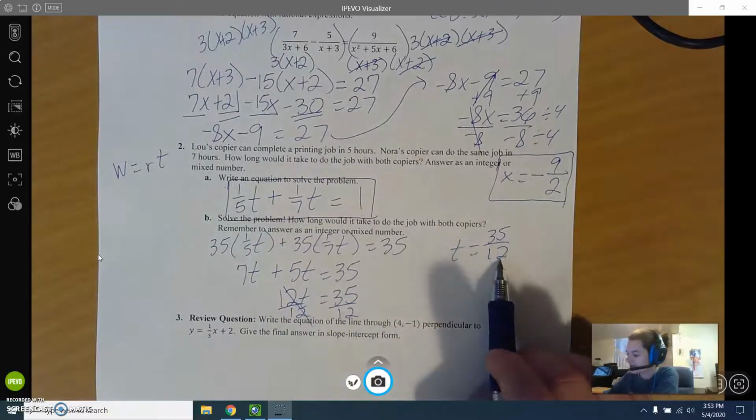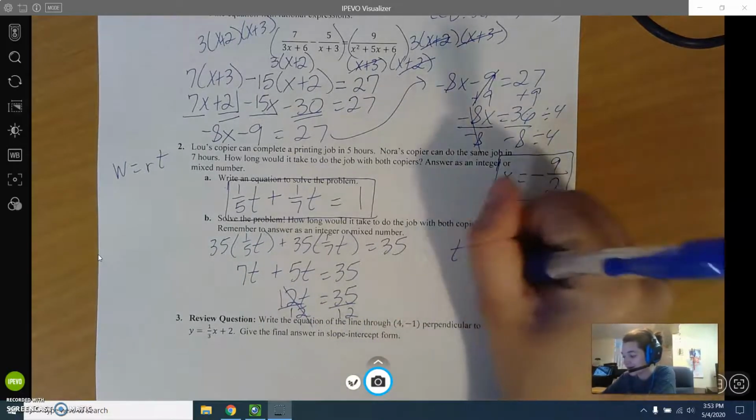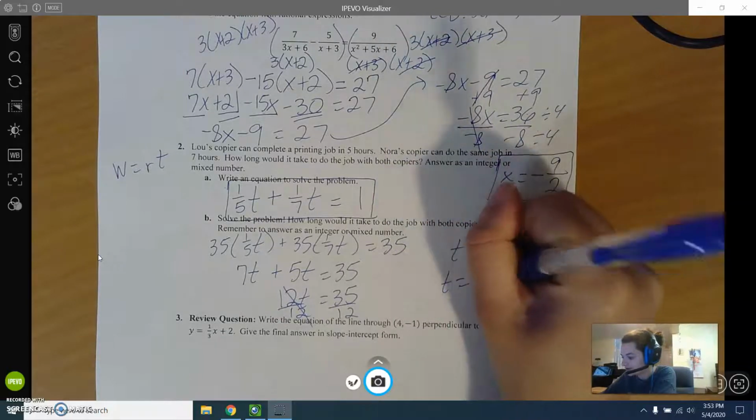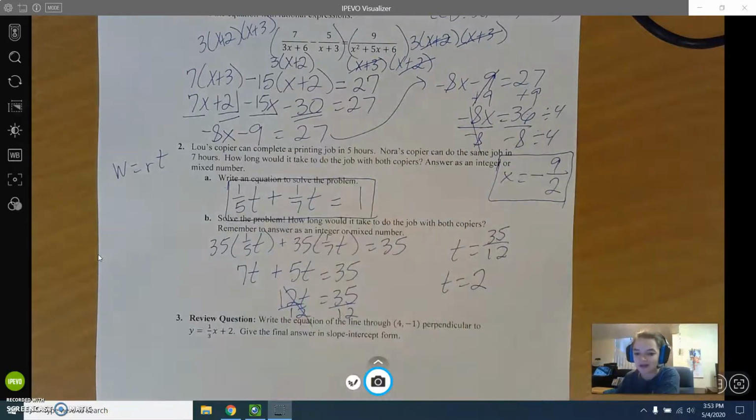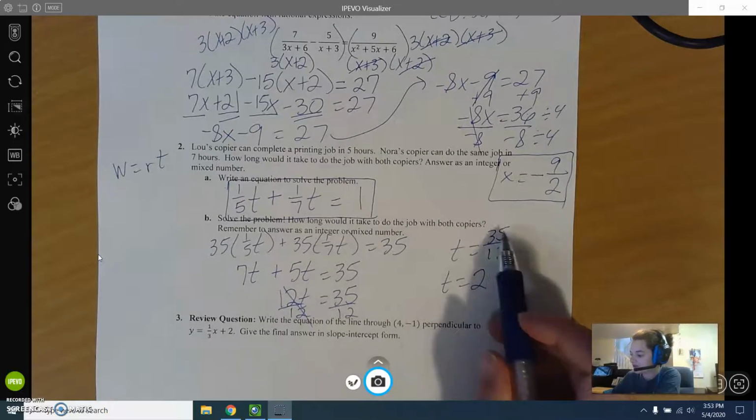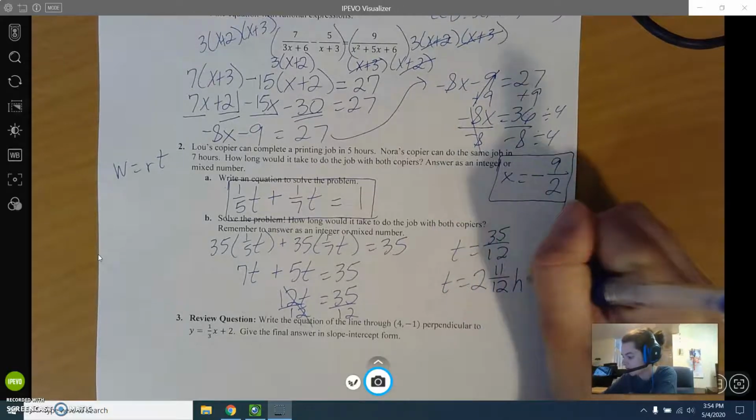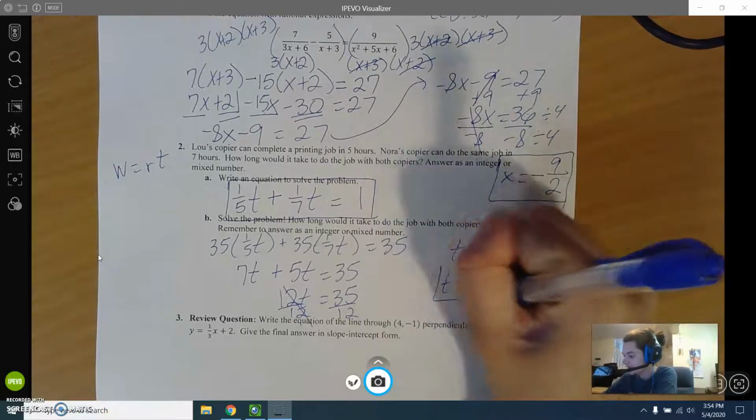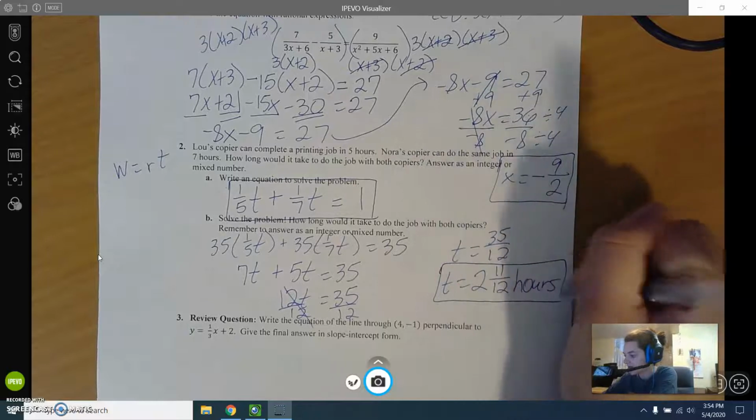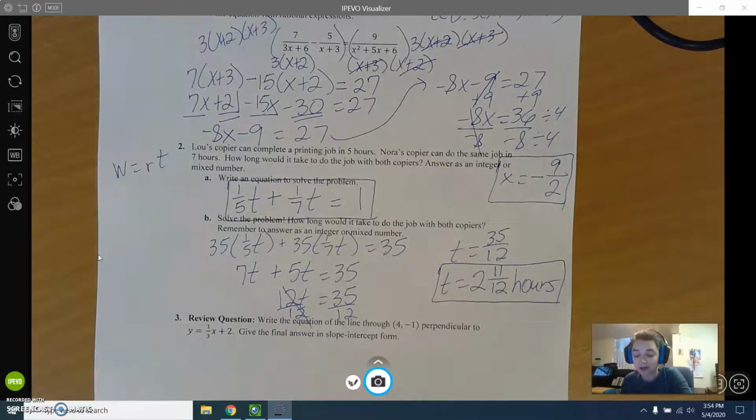How many times does 12 go into 35? It goes in twice. It almost goes in 3 times, but not quite. 2 times 12 is 24, and so the difference between 24 and 35 is 11. So it'd be 2 and 11/12 hours. That's the answer my math lab likes. Now, if you were talking to a regular person, I don't think they would like that answer very much.